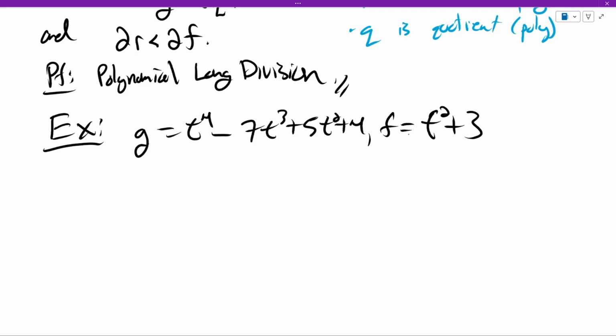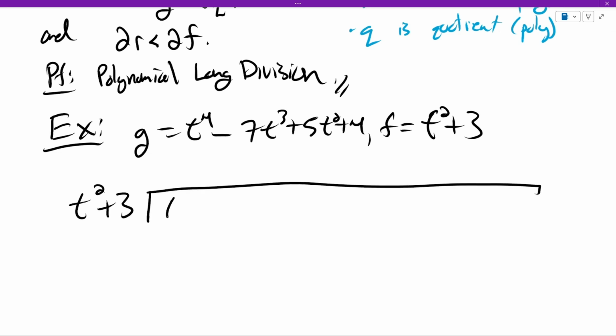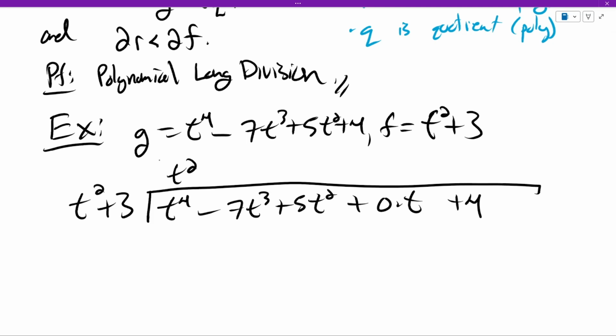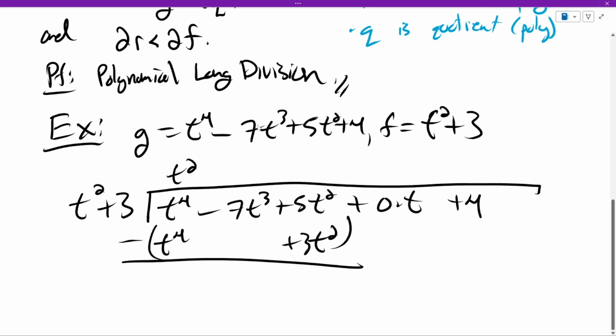So we're going to divide F into G. Okay, so t squared plus 3. We're going to divide that into t to the fourth minus 7t cubed plus 5t squared, and then there's no t's plus 4. That's how we do our polynomial long division. T squared goes in t to the fourth t squared times. We multiply the t squared through. We're going to get t to the fourth plus 3t squared, and then we subtract off that quantity.